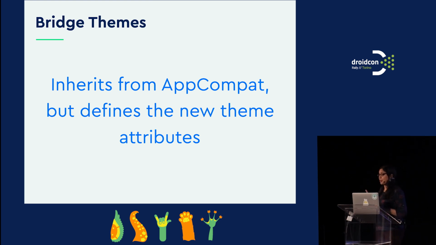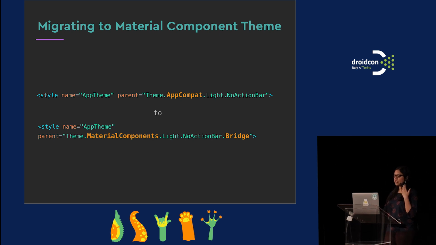If you were to use a material component with an AppCompat theme, then your app might crash, because material components usually look for some of the new attributes to be defined, and if that's not defined, your app will crash. So definitely consider migrating to the bridge theme. If you can't migrate right away, you really don't lose out on much. And again, you change AppCompat to material components, and you append bridge to the end. And I know this is just one line change, but this should work. If it doesn't, let me know. So nothing should visually change, and you can start using the new material components.